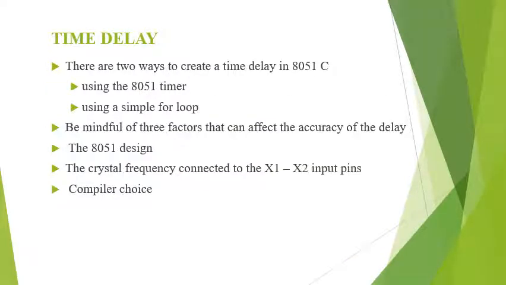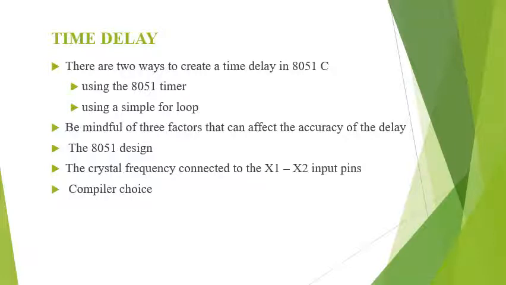Next topic is time delay. There are two ways to create time delay in 8051 C. One is using the 8051 timers and another is using a simple for loop. While we use the simple for loop, we have to consider three factors which can affect the accuracy of the delay.